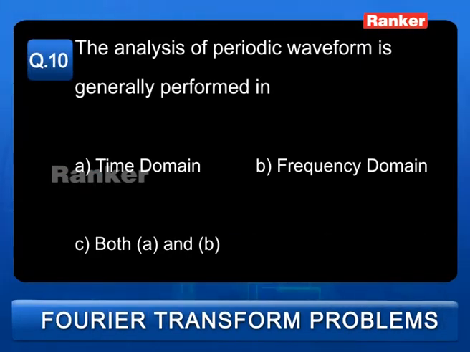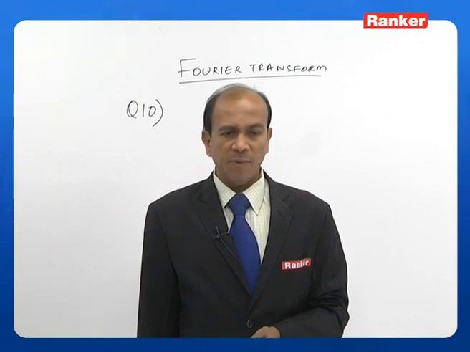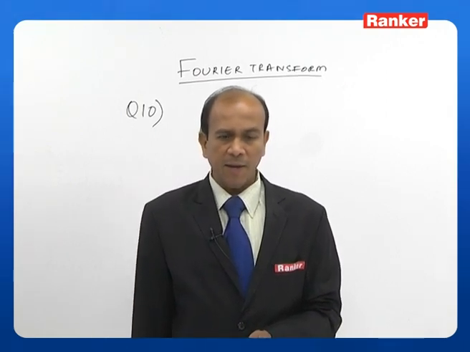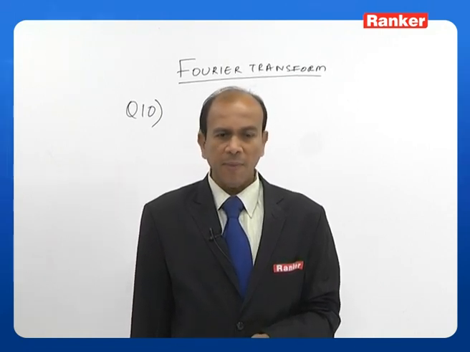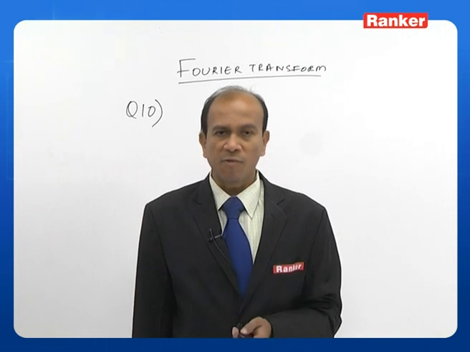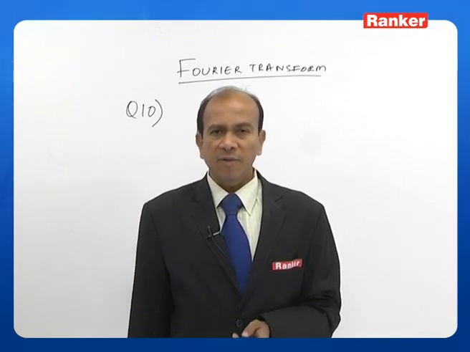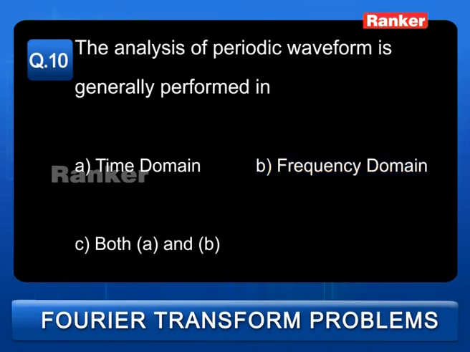Let us see the 10th question. The analysis of a periodic waveform is generally performed in A. time domain, B. frequency domain, or C. both time and frequency domain. That means whenever you have a periodic waveform, how do you perform its analysis? Let us see the answer. The answer is frequency domain. So whenever you want to perform the analysis of a periodic waveform, we look at frequency domain analysis. So the answer is B.